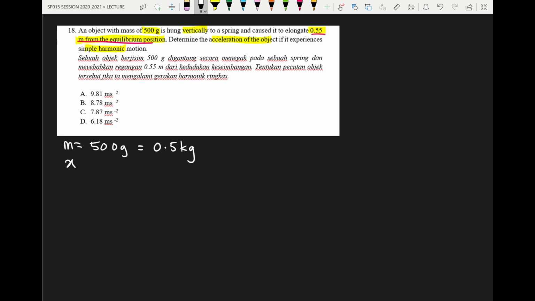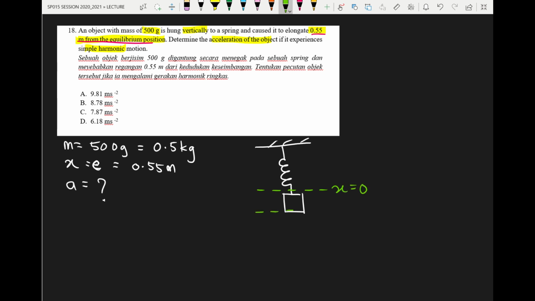So it means your x, okay, or your e, it is the same lah. Okay, you can use the symbol of x or e. So your elongation is 0.55 meters. Okay, that's it. And you need to find the acceleration of the pendulum. Okay, and you also can sketch that diagram. Okay, so this is your object. Okay, and let's say this is our equilibrium point. So this point is when your x equal to 0. And this is x equals to 0.55 meters. It is in negative sign lah. And the other one is upper side. x equals to positive 0.55 meters. Okay, like this.